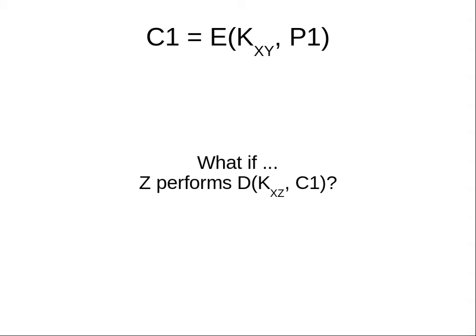So why doesn't it work? Because the key used to encrypt and decrypt is different. Why did Z use a different key? Because they don't know KXY. If they did, it wouldn't be secret between X and Y. So this is just highlighting the assumptions that we make when we use symmetric key encryption.